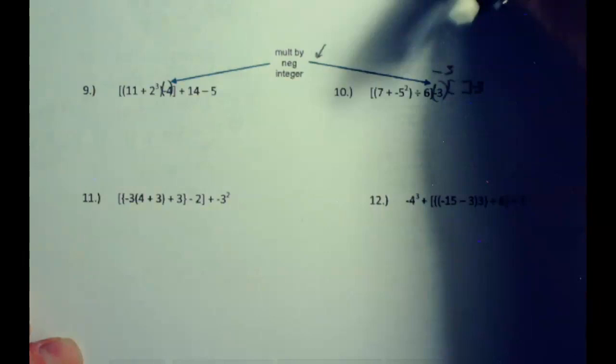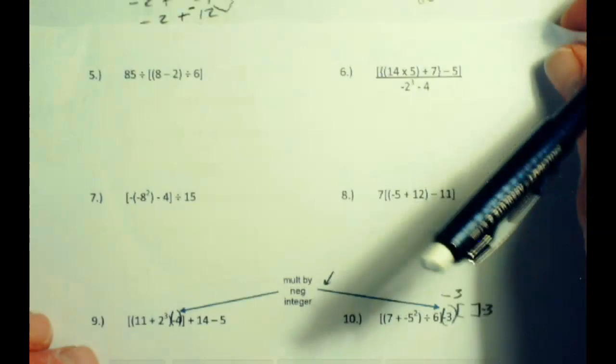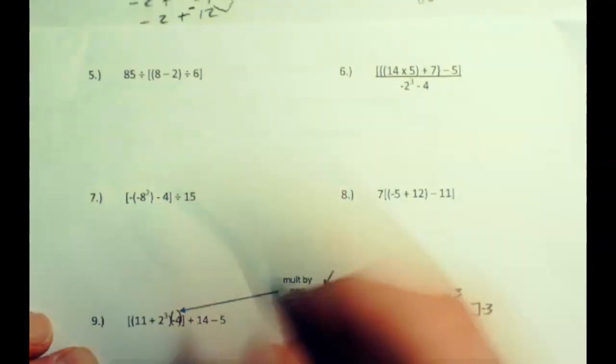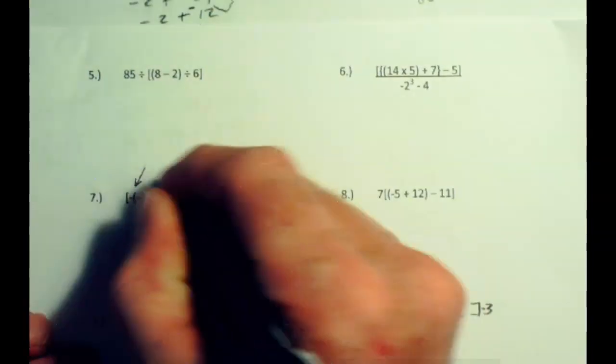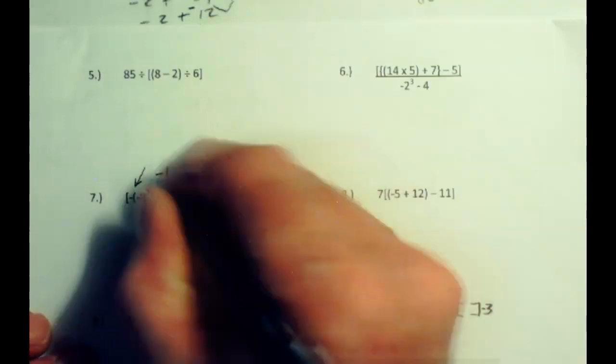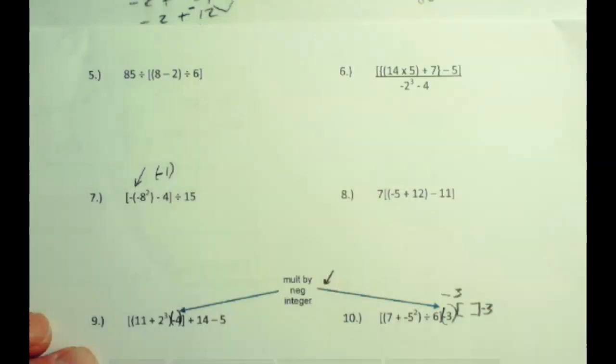There's another one I see right here. I'll just point out, slide this down just a touch, this problem right here. Remember, that's going to be a negative 1 times what's inside there. Okay? Good luck.